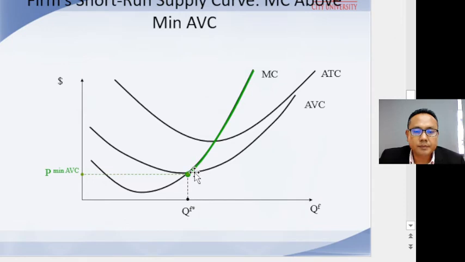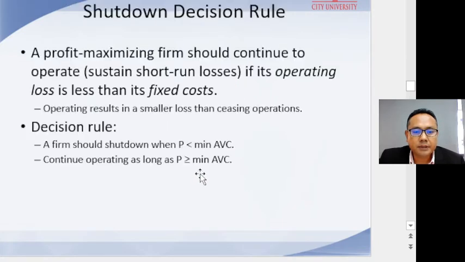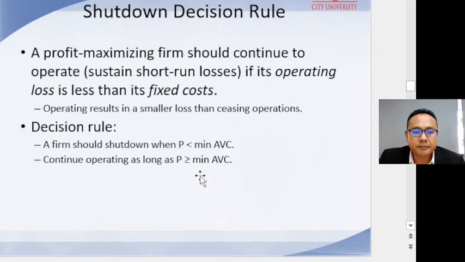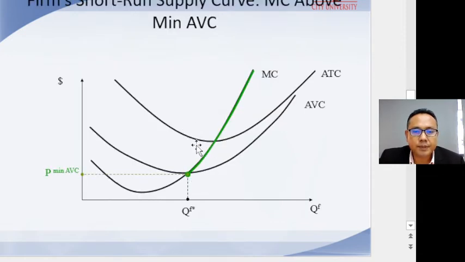So as you can see from here, this is the situation. For example, this is a good example for us to see the average total cost. Average cost is bigger than price. That means in this situation we have to shut down. This is the decision rule for this case.